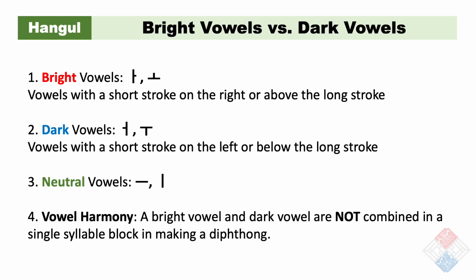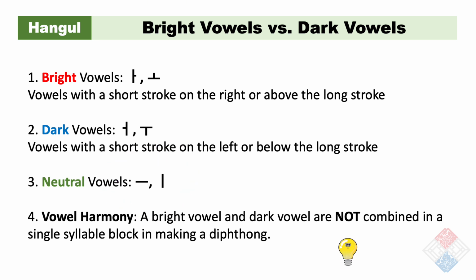The vowel sounds with a short stroke on the right or above a long stroke are called bright vowels, whereas the vowels with a short stroke on the left or below a long stroke are called dark vowels, because the bright vowel sounds are perceived as brighter or more sonorous to native speakers than the dark vowels. The vowels represented by u and e are neutral vowels.